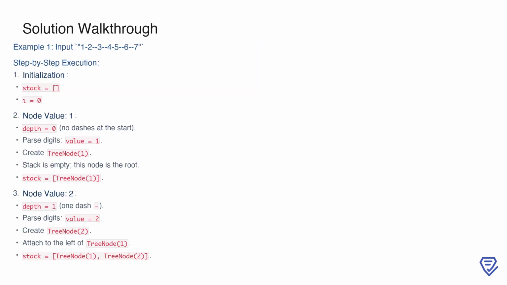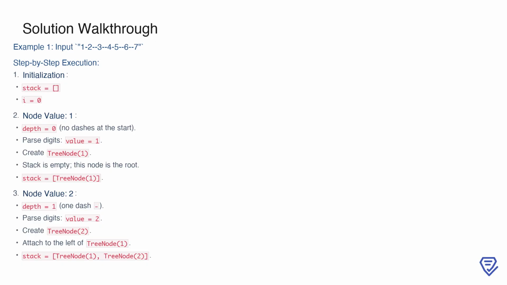To begin reconstructing the tree, we start by initializing an empty stack and setting our index to 0. The first node value, 1, has no preceding dashes, which indicates its depth is 0. We parse the digits to extract the value 1 and create a tree node with this value. Since the stack is empty, this node becomes the root of the tree. We then push tree node 1 onto the stack. Next, we encounter the node value 2, which is preceded by 1 dash, indicating a depth of 1.